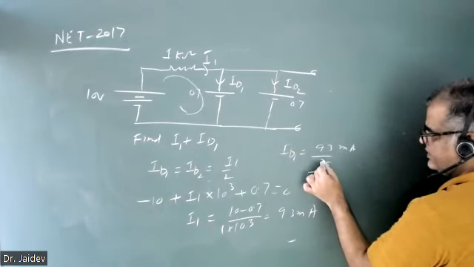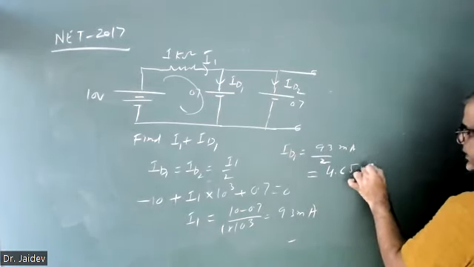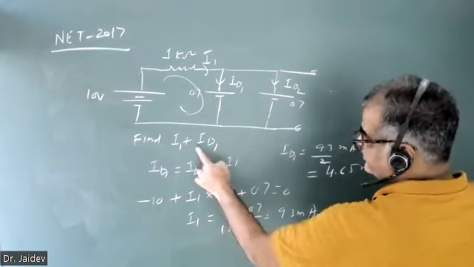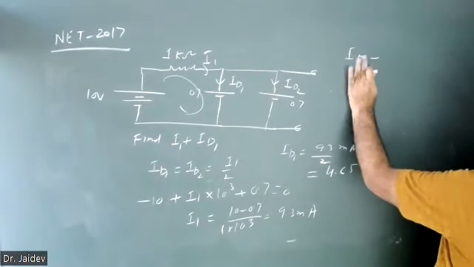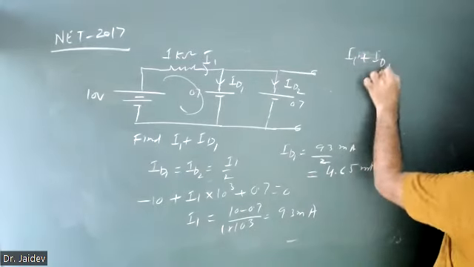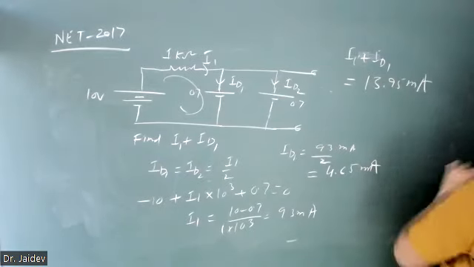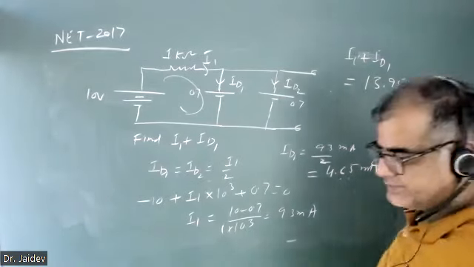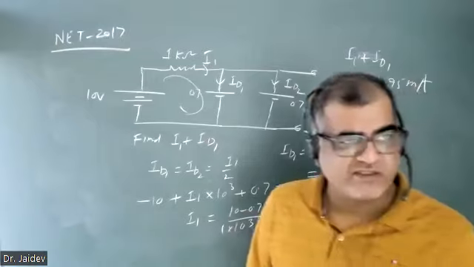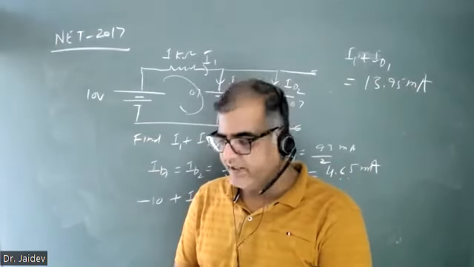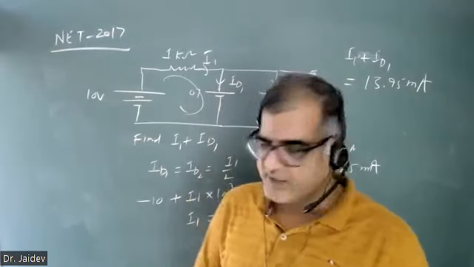How much will it be? 4.65 milliampere. And if you add, the question asks I1 plus ID1, that will be 13.95 milliampere, the sum of these two currents. So when diode questions come, they are very simple. Just you need to find the open circuit voltage and the state of the diode. Once you know the state of the diode, the rest of the things are very easy.